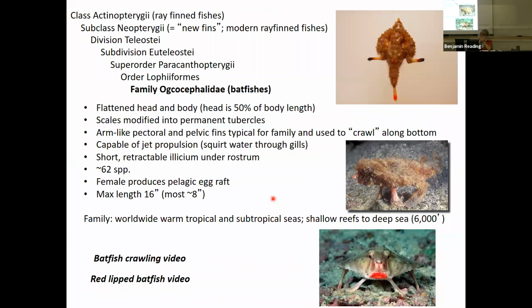But I think the next one here, Ogcocephalidae, the batfishes. So this is one of the title slides for the previous lectures. This is the red-lipped batfish. Ogcocephalidae, the batfishes. Again, cephalus is head, ogco, these things have very odd-shaped heads. Flattened head and body. Head is actually up to 50% of the body length. So if we look at the head from here to there, half the length of this fish is its head.